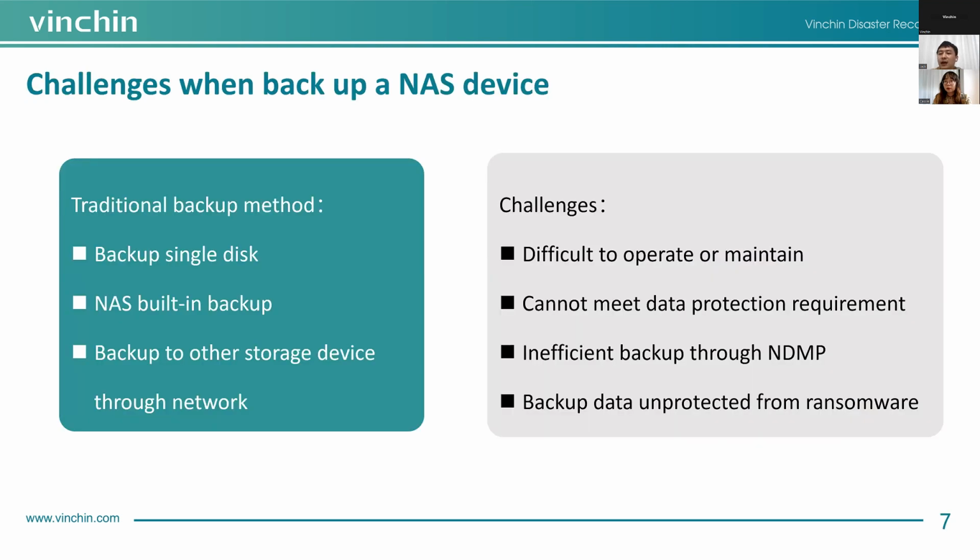As we can see, NAS has been used in many areas, so the data of NAS becomes more and more important. The most effective way to protect this data is to back it up, but traditional NAS backup may have some challenges. For example, backing up a single disk of a NAS device may be difficult to operate or maintain. NAS built-in backup normally backs up data to the same device, which may not ensure data security, because if the NAS device fails, all data is not available. And the most used traditional NAS backup is backing up data through the NDMP protocol, which may be time-consuming, especially for large amounts of small files. And the last challenge is that the backup data is unprotected from ransomware.